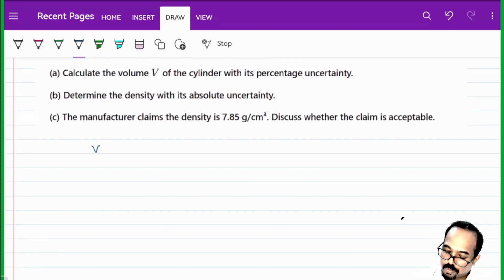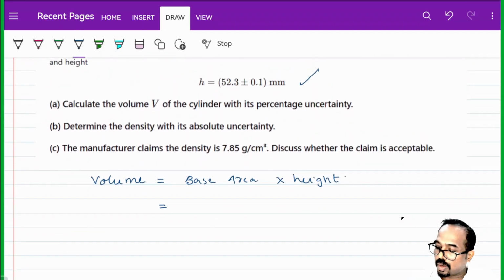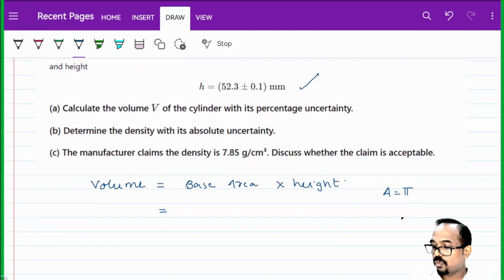Okay, volume you need to find out. Volume general formula, what is that? Base area multiplied by height. Correct? So for a cylinder, what is the base area? A circle, right? The diameter is given. What is the formula for area? Area is equal to pi by 4 d square, or pi r square. This is the area of a circle. Since the diameter is given, we can use the pi by 4 d square formula, pi by 4 d square into height h.